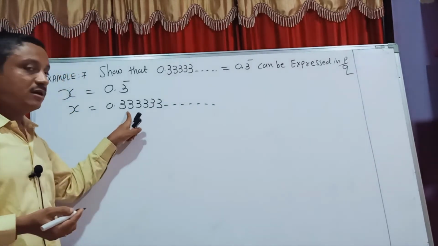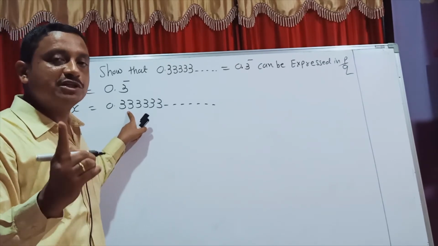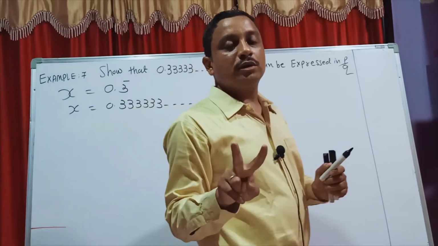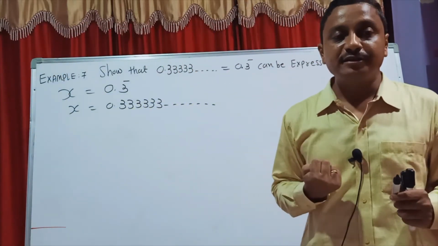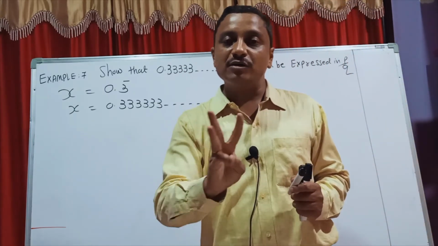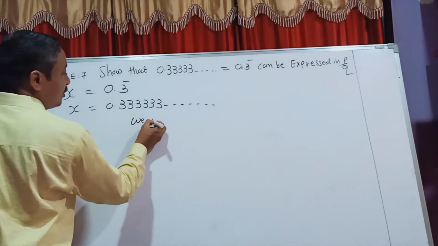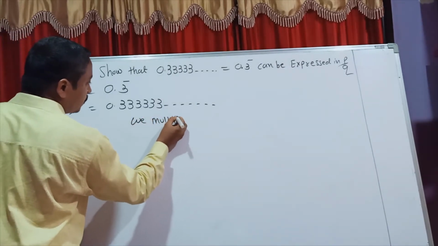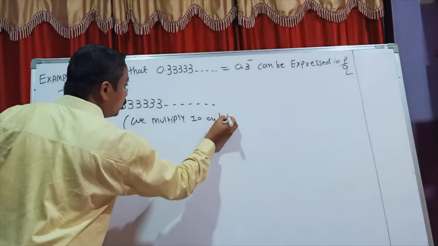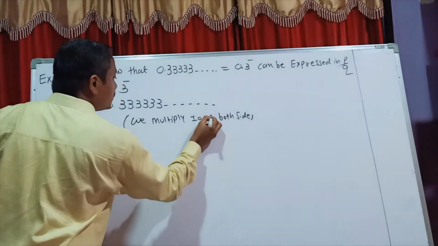Now students, here check our number repeats a single digit, so you multiply by 10. If two digits repeat, then multiply by 100. If three digits repeat, then you multiply by 1000. So here one digit repeats, so we multiply 10 on both sides. Yes, students.